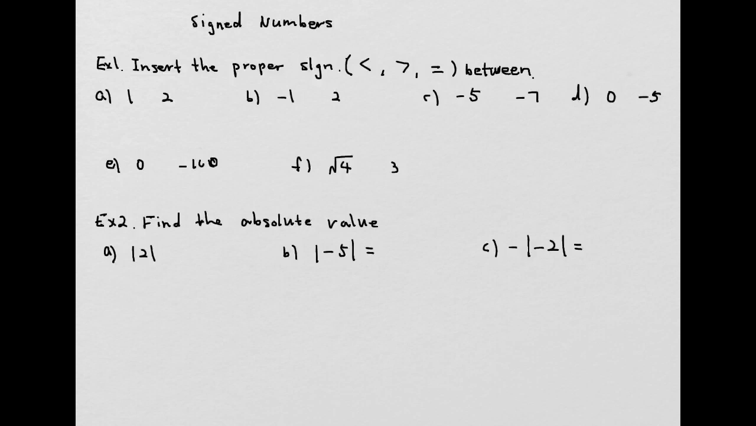First example, we're going to insert the proper signs between two numbers. The signs we're talking about are less than, equal to, and greater than. So when we're looking at example A, comparing 1 and 2, we're going to think about the number line.